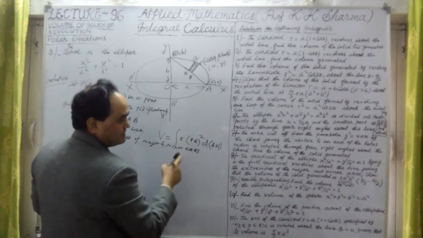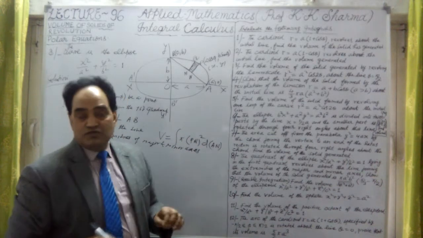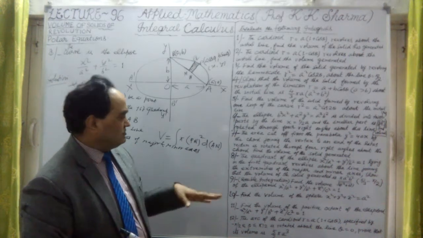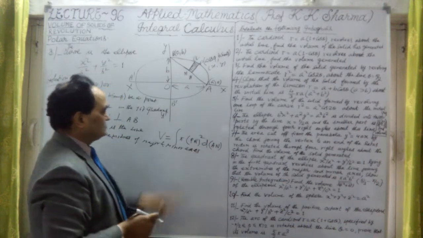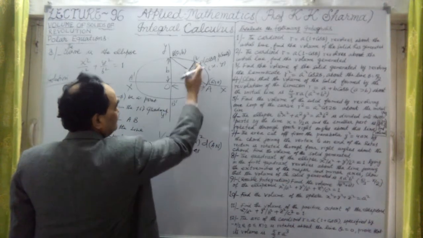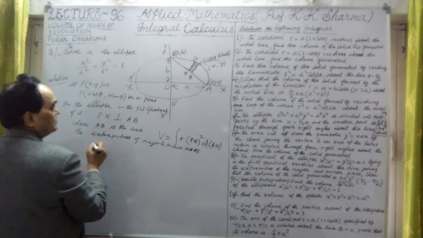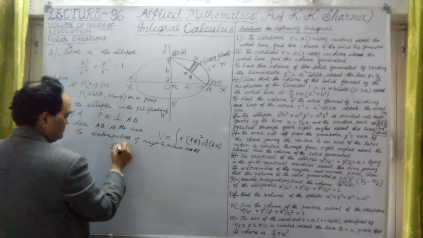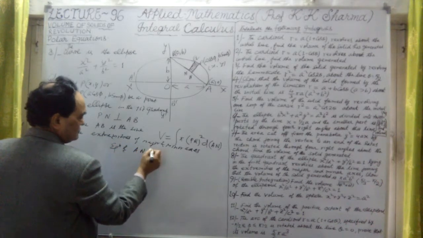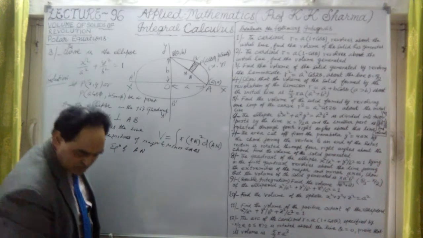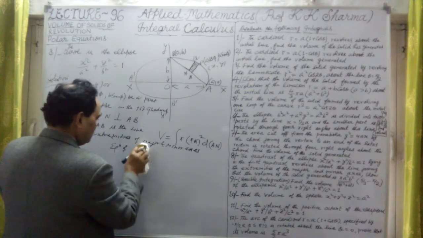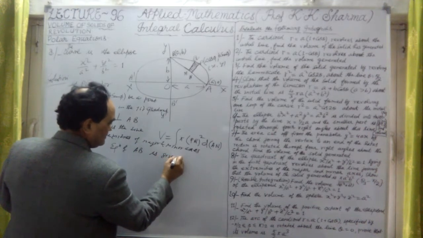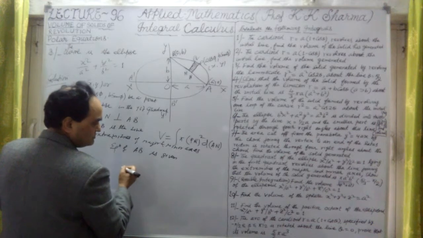This is the formula we will apply when the solid generated is revolved around a line other than the axis. Let me find out what PN is. PN is perpendicular to AB. First let me find the equation of AB, and we know the formula for the equation of a line.